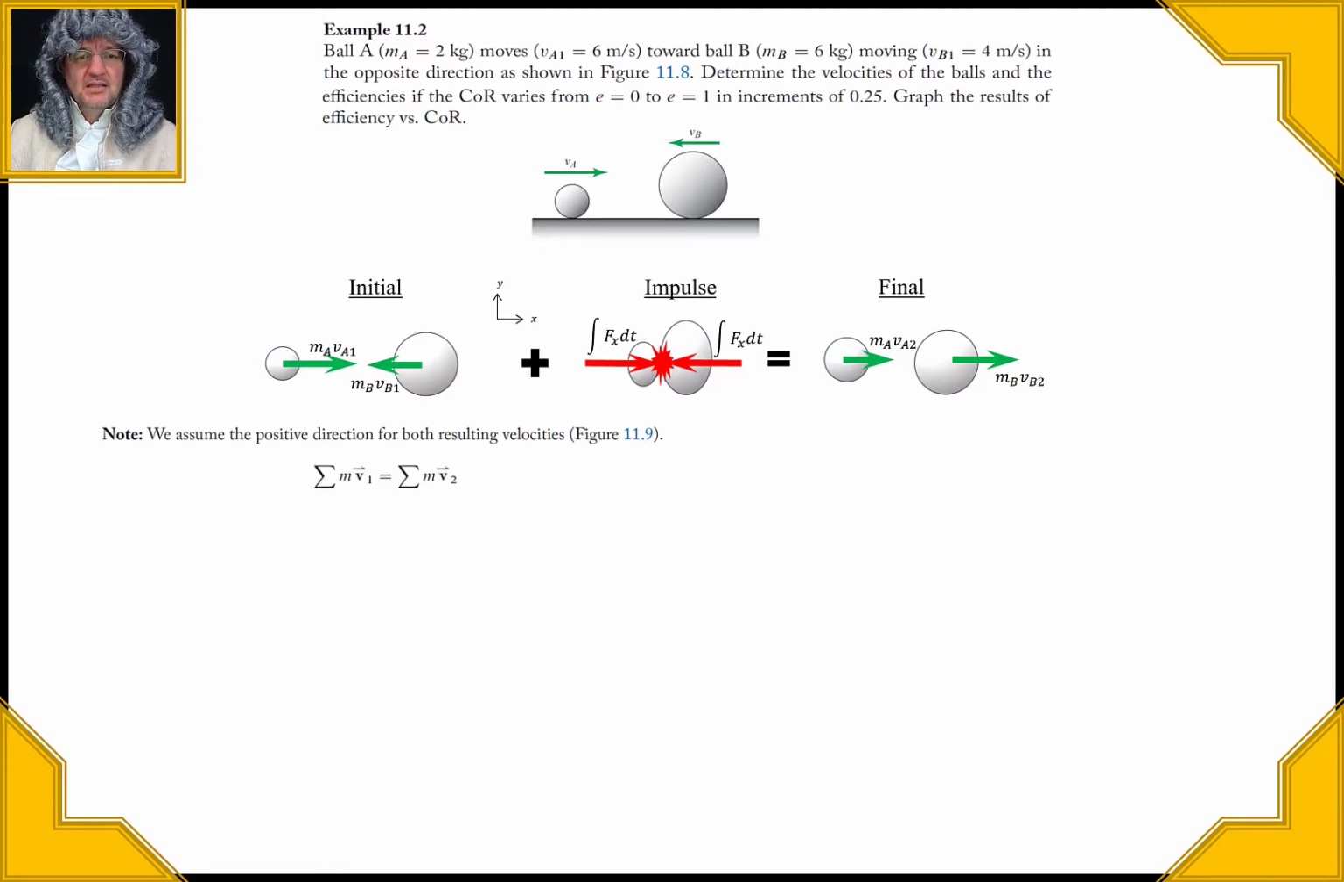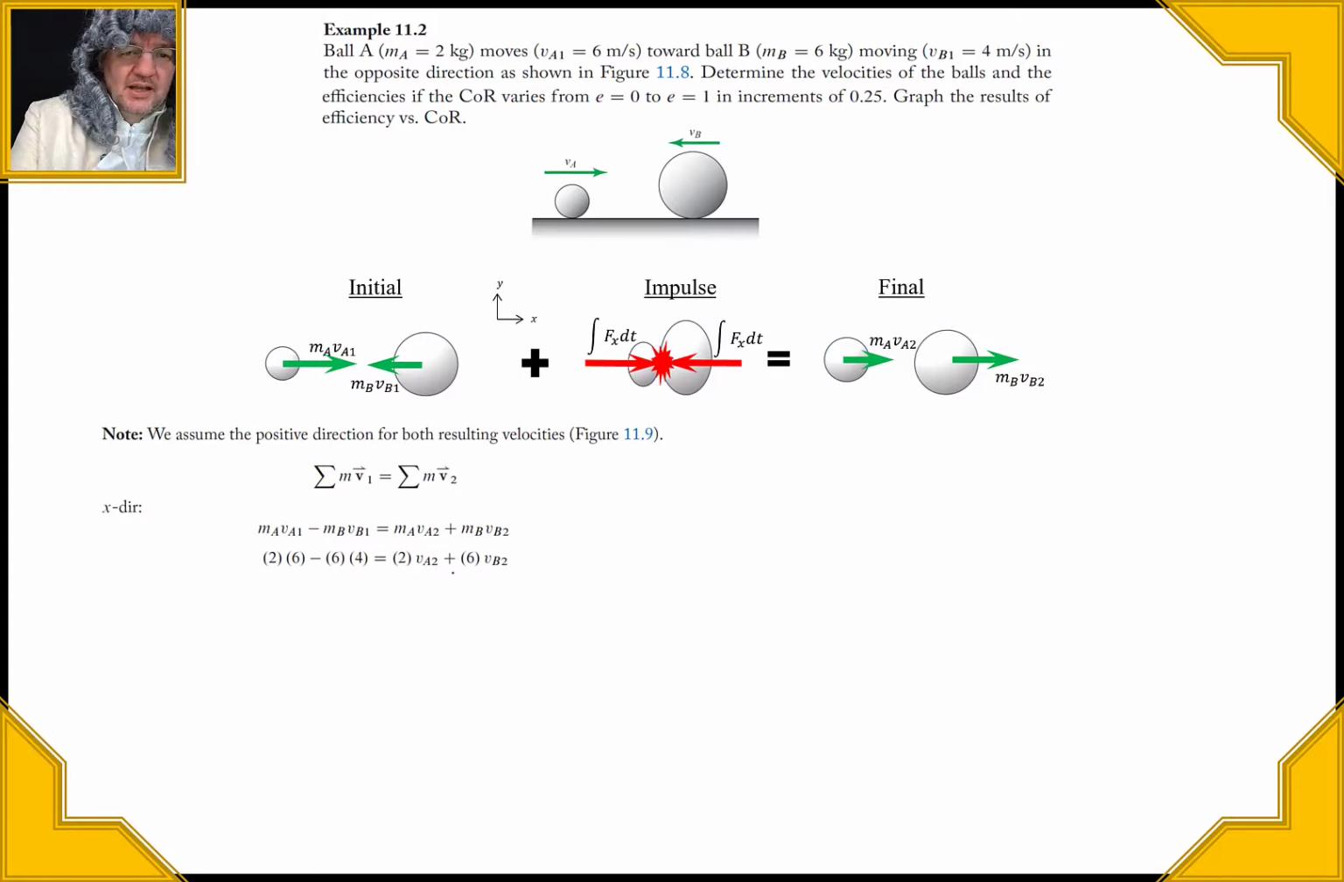So we assume the positive direction. So we write out the conservation of momentum here. And when we plug the numbers in, we see that VA2 and VB2 are unknowns, right? So that's equation 1. We have one equation but two unknowns.